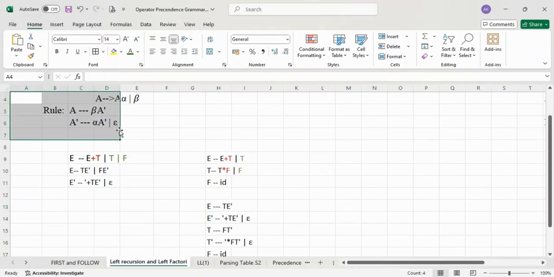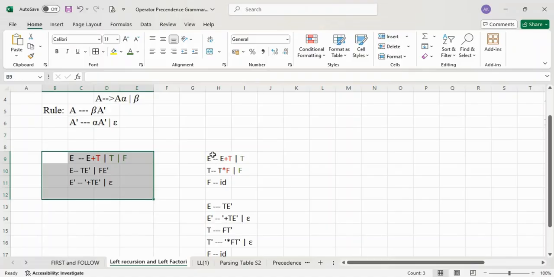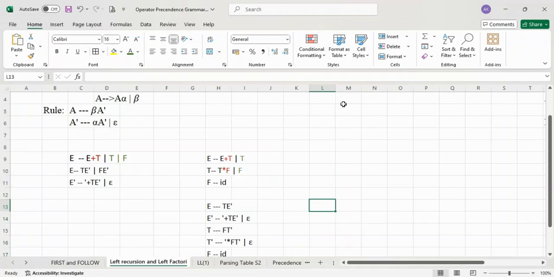These are the rules. This is one example which I have taken. This is another example which I have taken for left recursion. I hope everybody has understood what left recursion is all about.